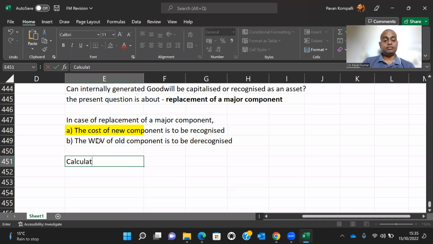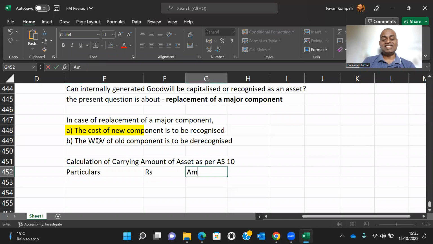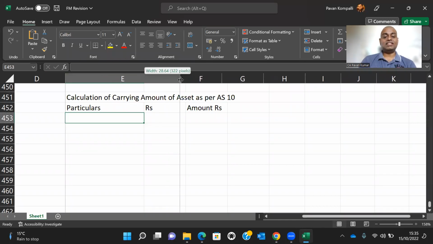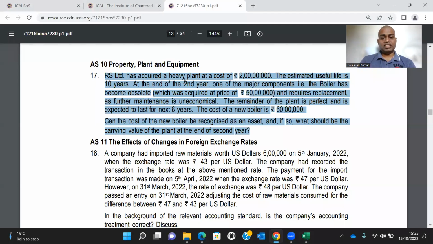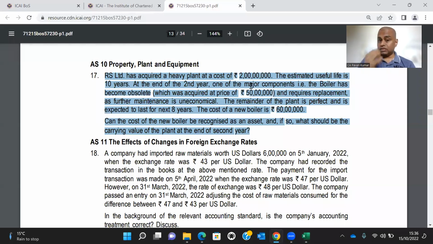Okay, now the statement showing calculation of carrying amount of the asset as per Accounting Standard 10. Particulars, rupees; amount, rupees. So, cost of the asset. Is it given in the question? Cost of heavy plant, 2 crores. So can I take 2 crores here? Cost of the asset, 2 crores.